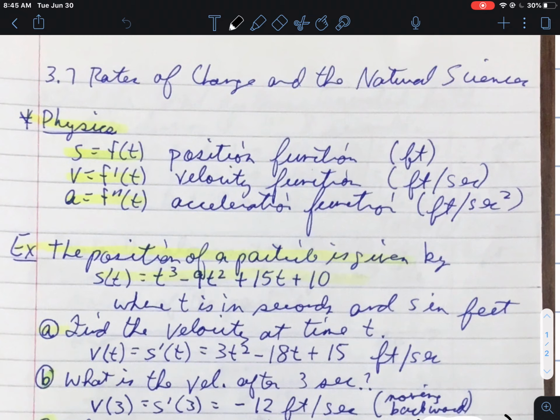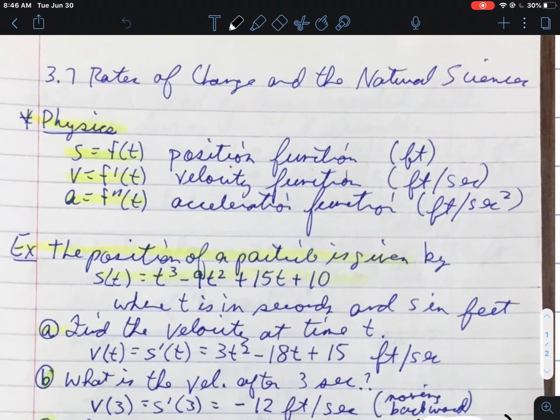Also be careful of units. I'm always a stickler for units when it comes to application problems. When we're talking position of an object, or our position function, we would have units like feet or meters or inches, that type of thing, right? I call them linear measurements. Linear displacement is another term we use there.